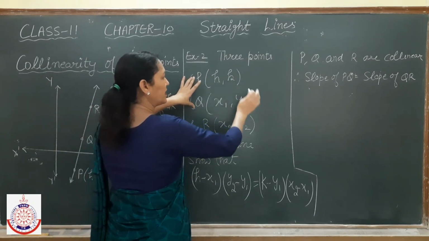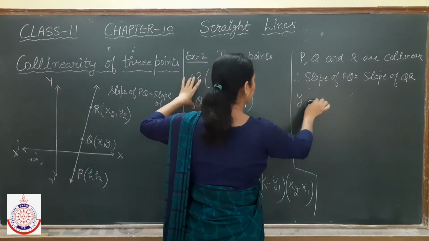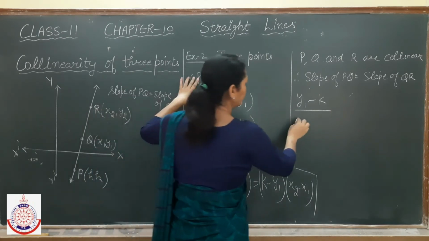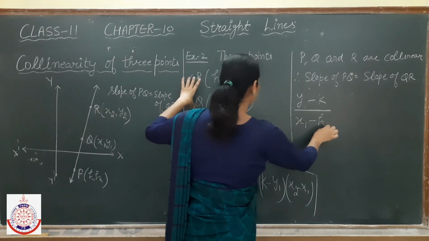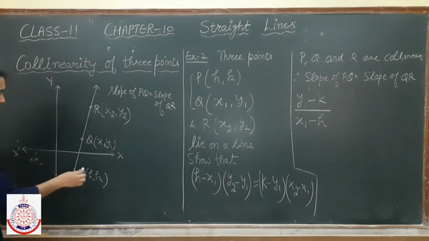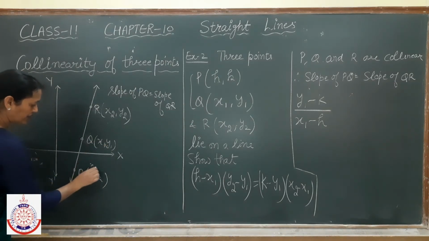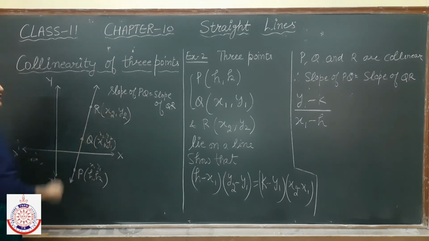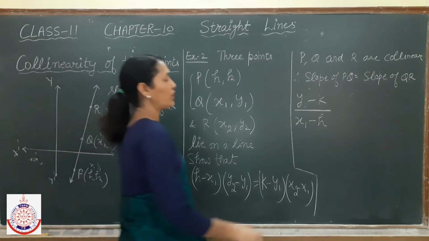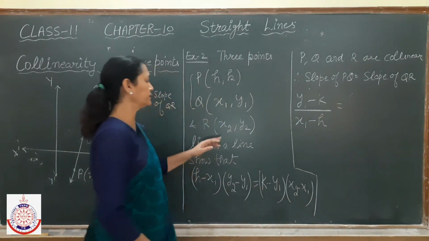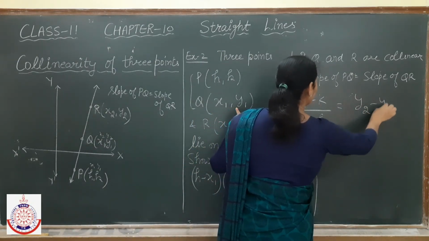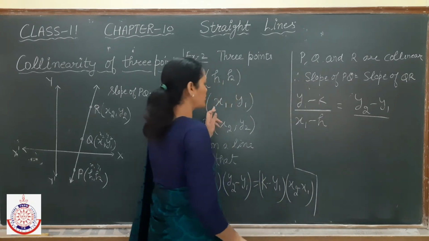Finding slope of PQ: y2 minus y1 upon x2 minus x1. Whenever we solve this relation, we will be calling this x1, y1 and this x2, y2. In case we have to find this slope, then this will become x1, y1 and this is x2, y2. And slope between QR, y2 minus y1 upon x2 minus x1.